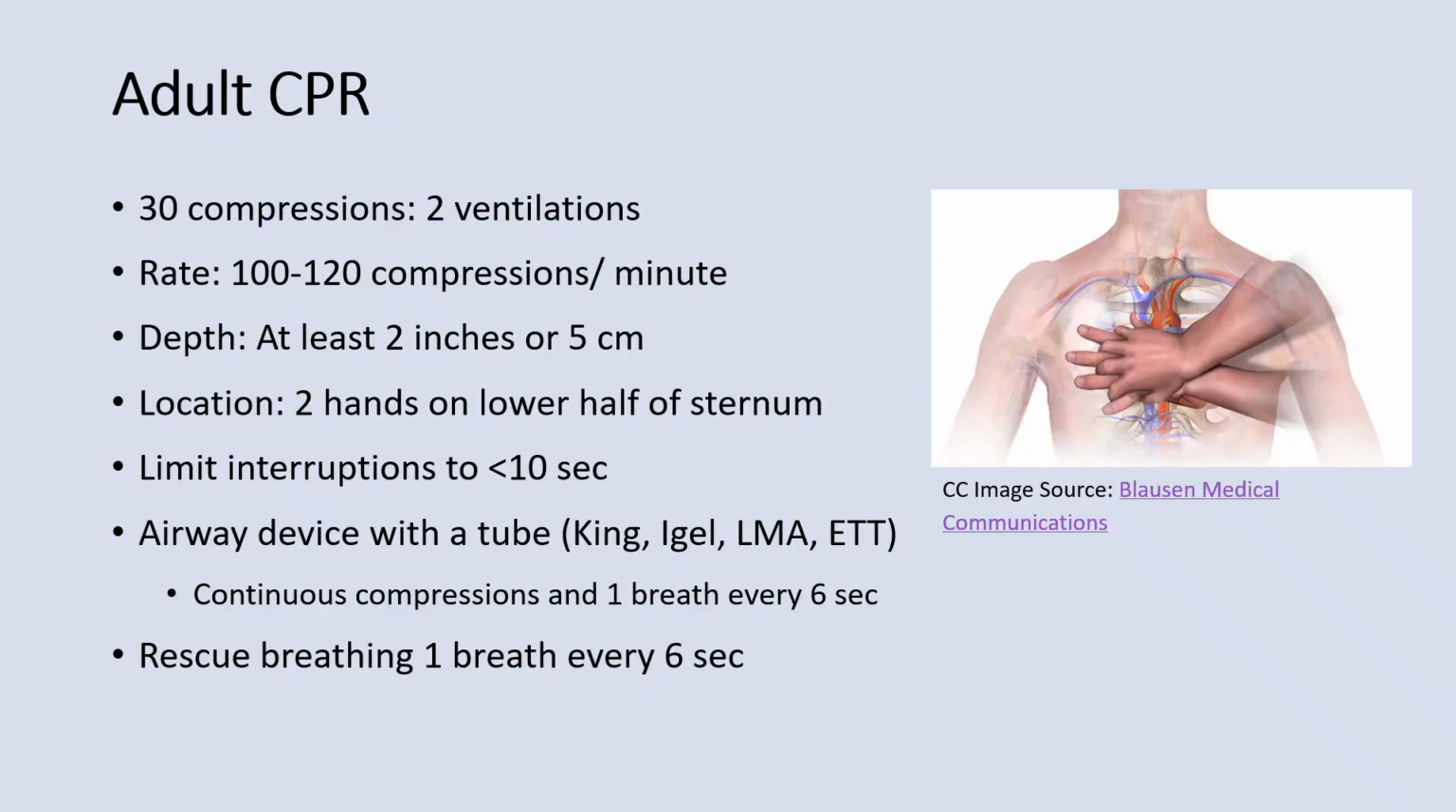Remember from CPR training that the adult compression to ventilation ratio is 30 compressions to 2 ventilations, and we want to provide those compressions at a rate of 100 to 120 compressions per minute. Remember to compress at a depth that is at least 2 inches or 5 centimeters deep, and we want our hands located on the lower half of the sternum. When performing CPR, we should limit interruptions in chest compressions to less than 10 seconds at any given time.